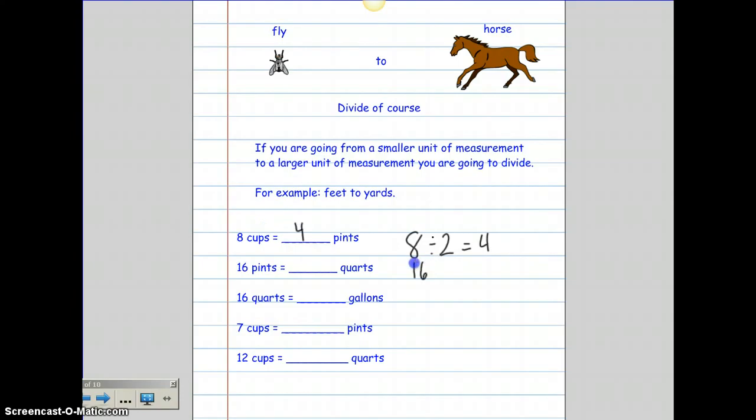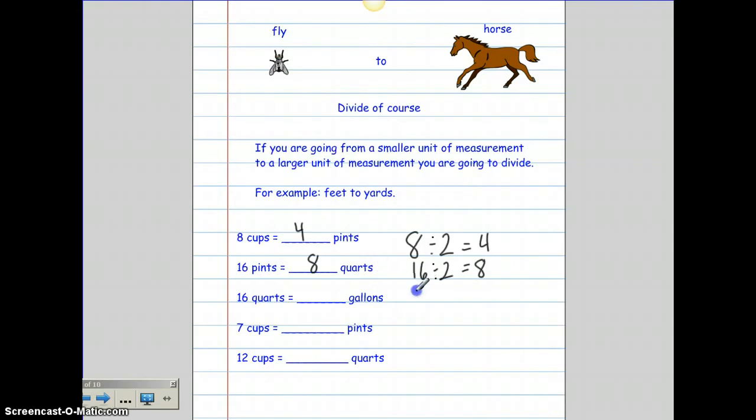Let's go on to 16 pints and how many quarts? Well, I know that there's 2 pints for every quart. So I'm going to take 16 and divide that by 2. So 16 divided by 2 is 8. So 16 pints will make 8 quarts.